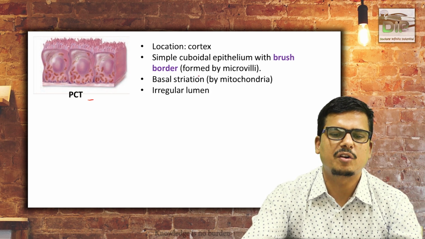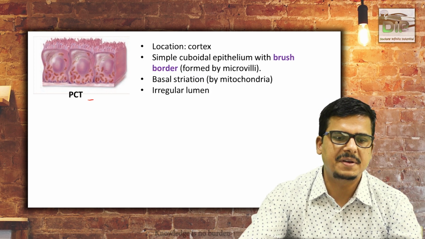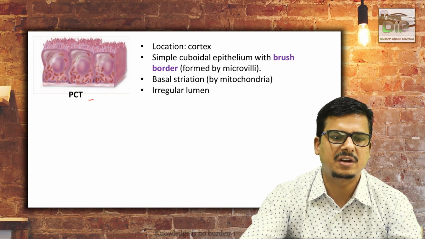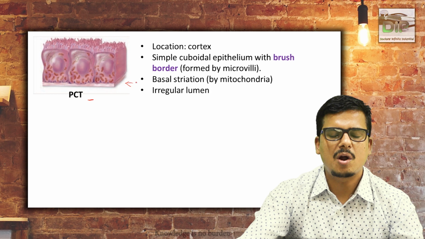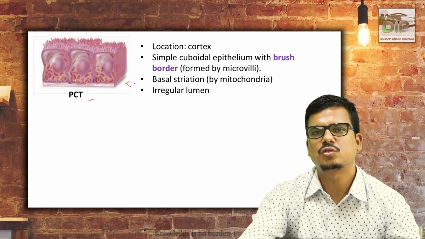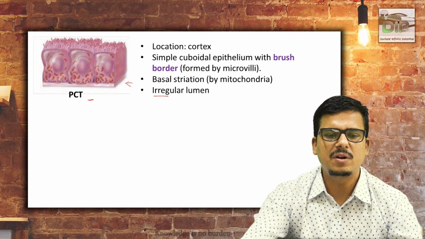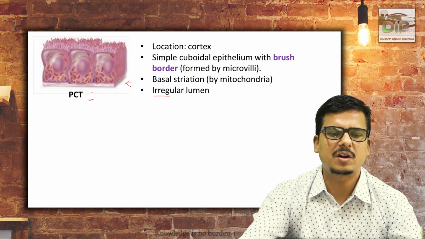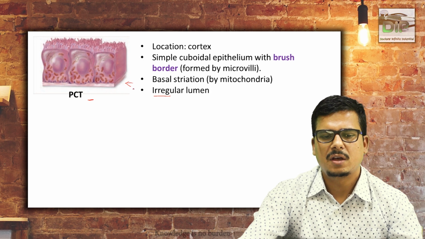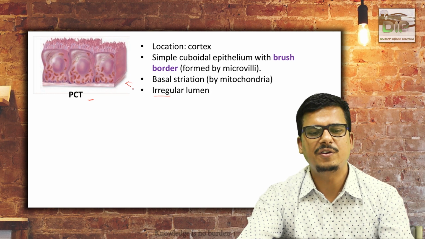This brush border is formed by microvilli, so they help to increase the surface area of these proximal convoluted tubules. And you can see basal striation here; this striation is due to the richness of mitochondria, because metabolically these cells are very active. If you see the reabsorption in these tubules, around 2/3 of the water and 2/3 of the solutes are reabsorbed in the proximal convoluted tubules. The lumen is irregular, as we are going to see later in the histological section. The fluid that leaves the proximal convoluted tubule is almost isotonic because water and solutes are reabsorbed in equal amounts. That's why the osmolarity of the fluid is almost the same.